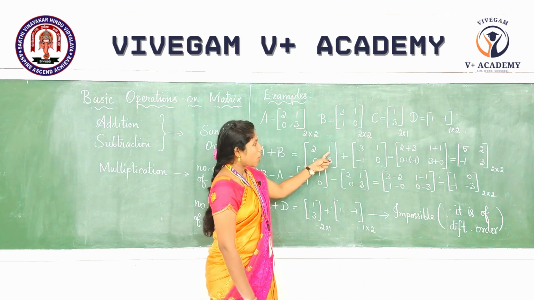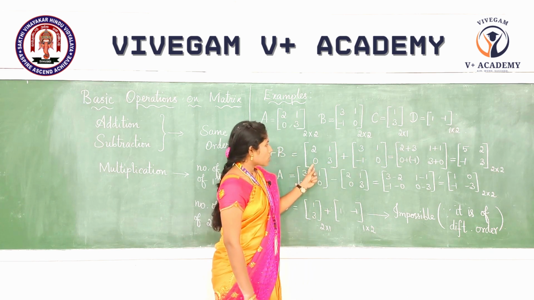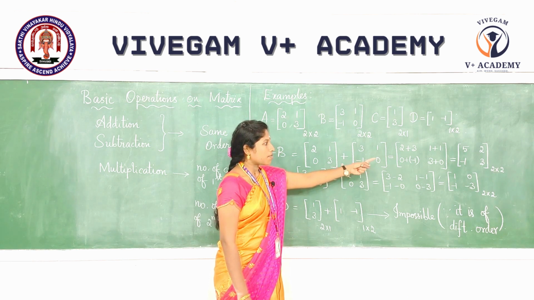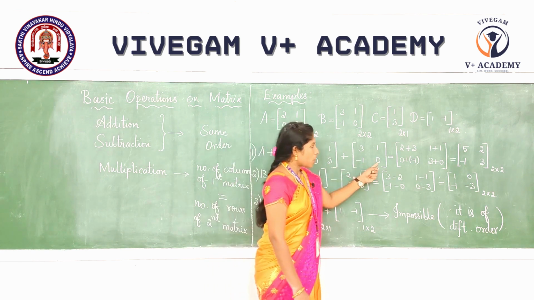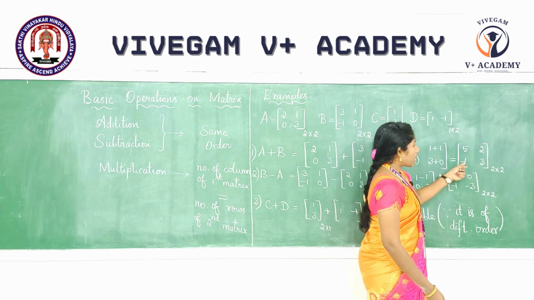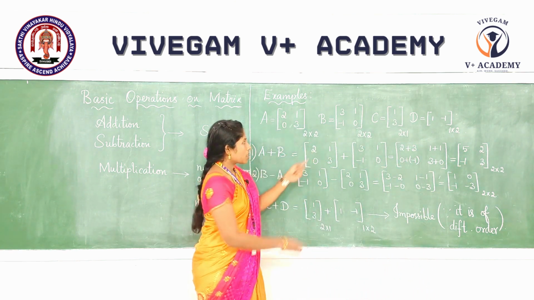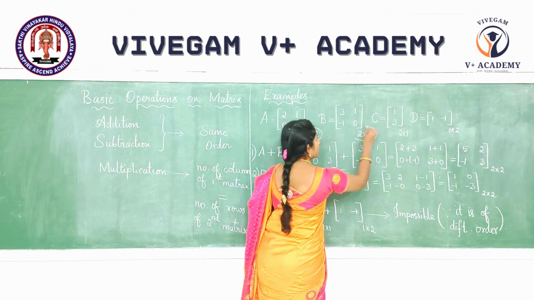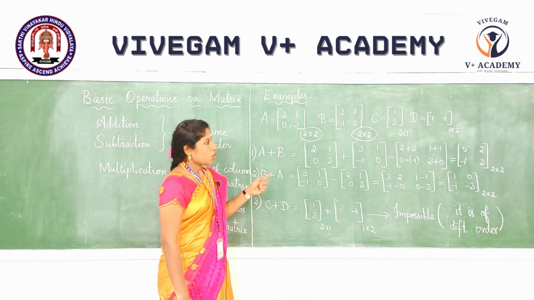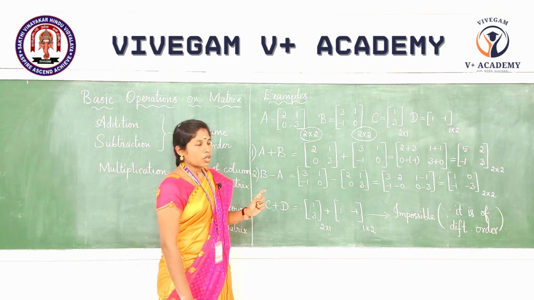Similarly, we add all the corresponding entries. So 1 plus 1 is 2. And 0 plus minus 1 is minus 1. 3 plus 0 is 3. So you get the matrix 5, 2, minus 1, 3. Since A and B are of order 2 cross 2, you will get the result also in the same order, 2 cross 2.